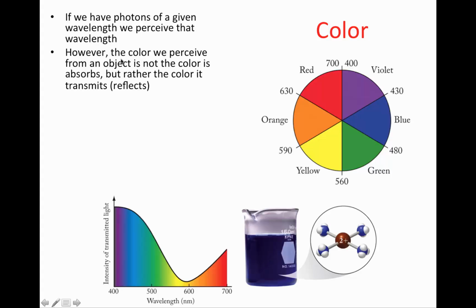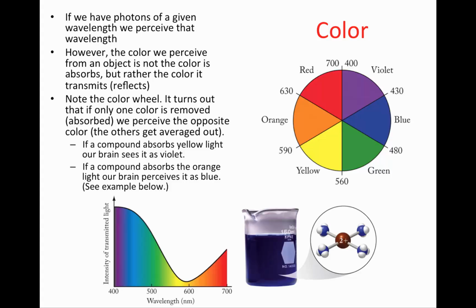However, the color we perceive from an object, and now we're talking about the objects around us in general, is not the color that it absorbs, but rather the color that it either transmits or reflects. And so this is important. Many materials can absorb light. And when a material absorbs light, the rest of the light is reflected back to us. And so our brains will take all of that light and process it in a certain way.